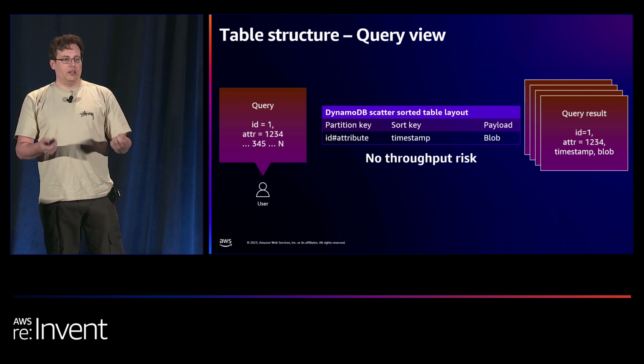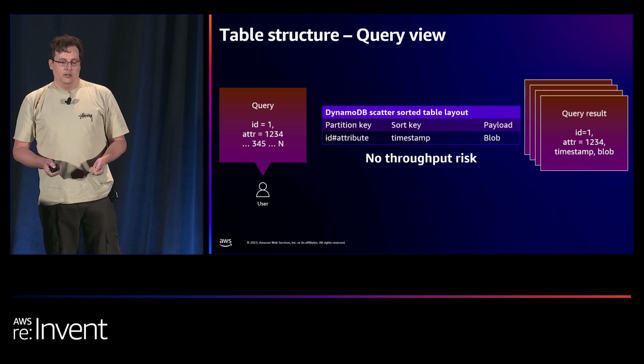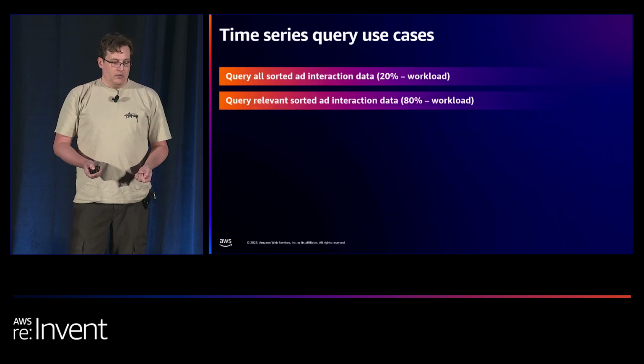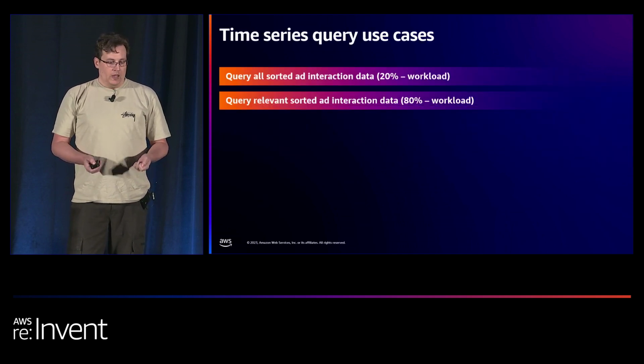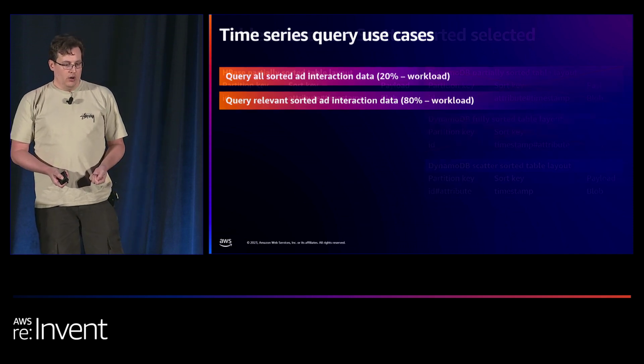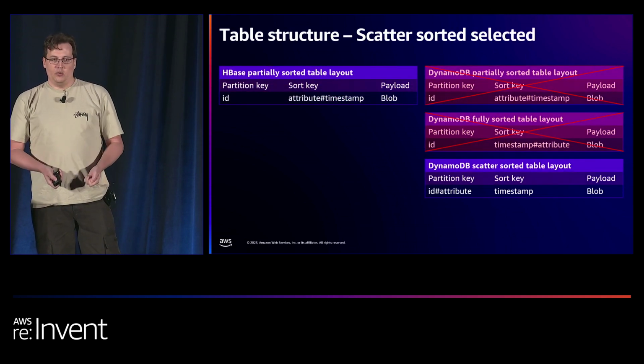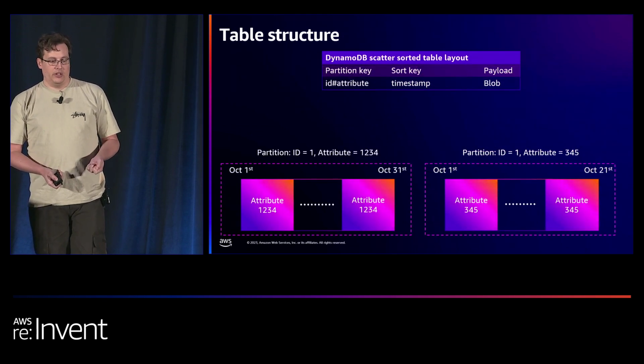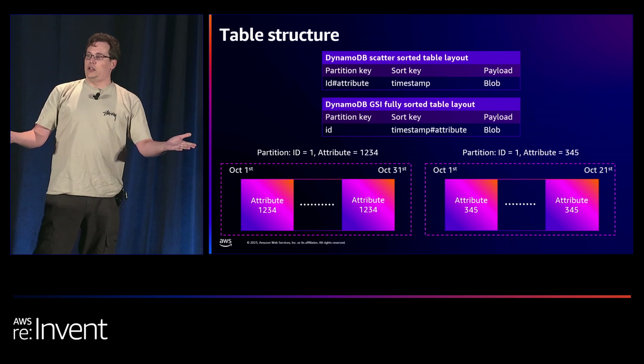So you're repeatedly hitting the same key. And so this is going to reduce your throughput risk. And so this looks like it'll work. It'll solve 80% of the workload, but what about the other 20%? Well, we selected this and we tested it. And the way we solved the other 20% is we added a GSI.